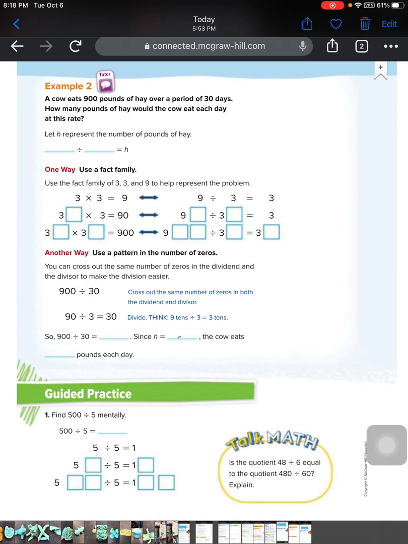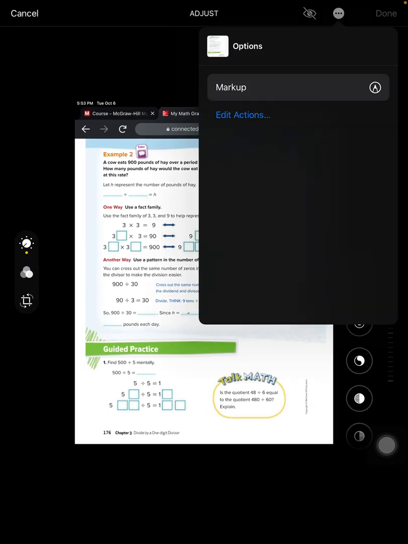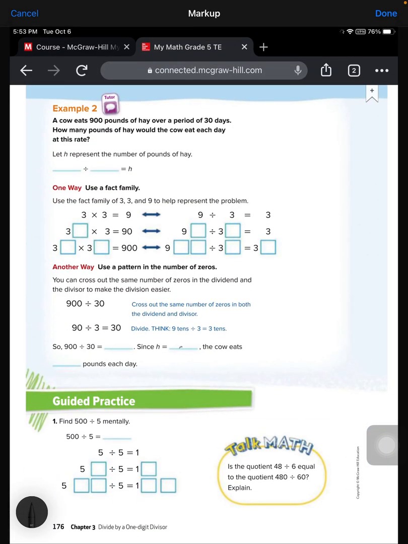All right, let's turn the page. We are on page 176. You push my edit button, do markup.